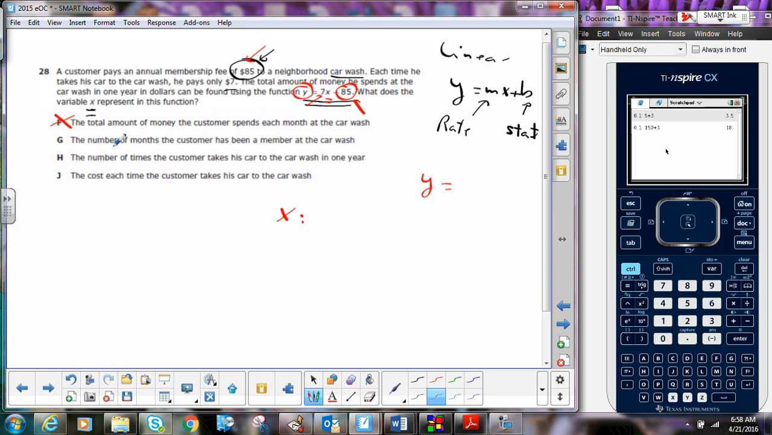The number of months the customer has been a member. Nope, it's not the number of months. The number of times the customer takes his car to the car wash in 1 year. Yep, that's for sure. The cost each time the customer. Nope, the cost is $7. So this is a simple question. So the answer would be H.